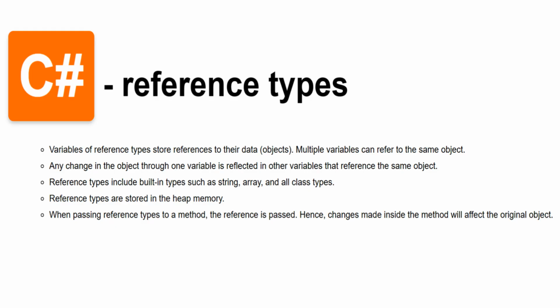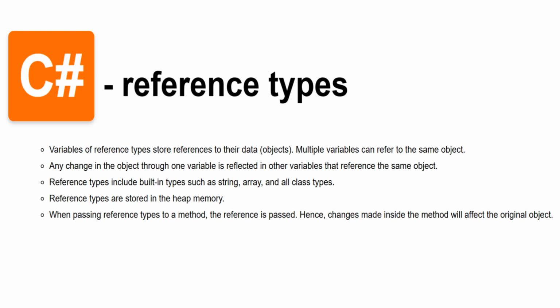Reference types. Variables of reference types store references to their data. Multiple variables can refer to the same object. Any change in the object through one variable is reflected in other variables that reference the same object. Reference types include built-in types such as string, array, and all class types. Reference types are stored in the heap memory. When passing reference types to a method, the reference is passed. Hence, changes made inside the method will affect the original object.